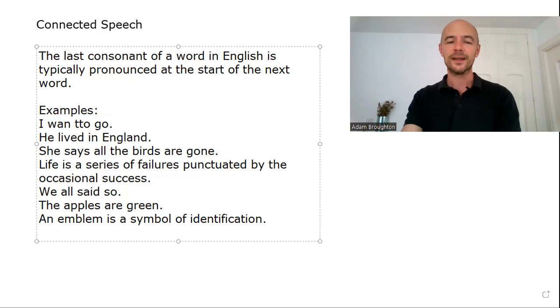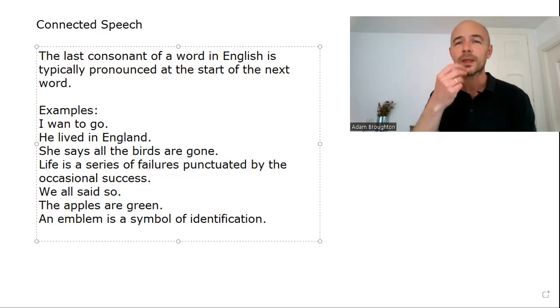Now, because that's a T, it sounds like there's no T at all. You probably only hear one T, the T of "to," and you don't hear the T of "want." And this is exactly how native speakers would pronounce this. So we would pronounce this as "I want to go." I want to go.